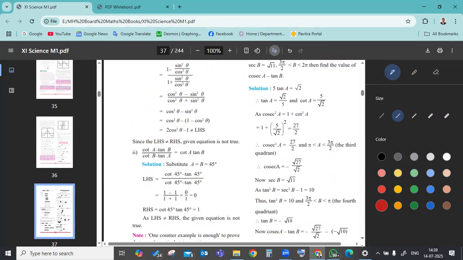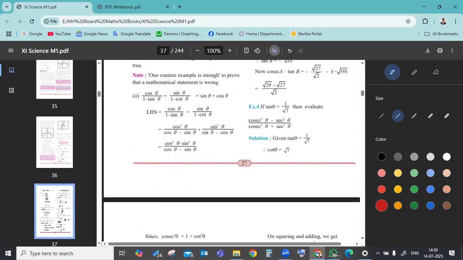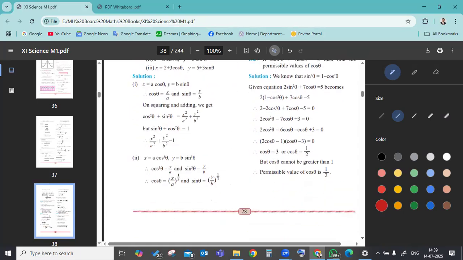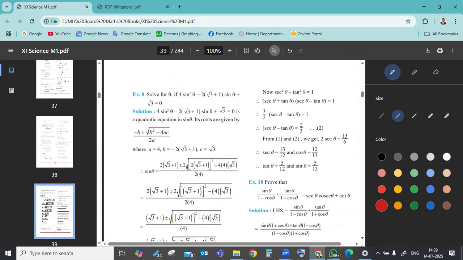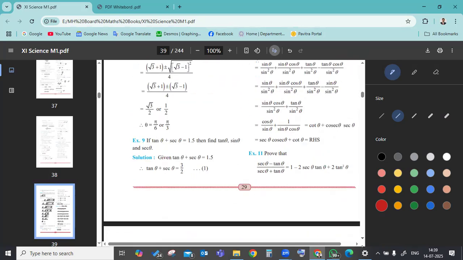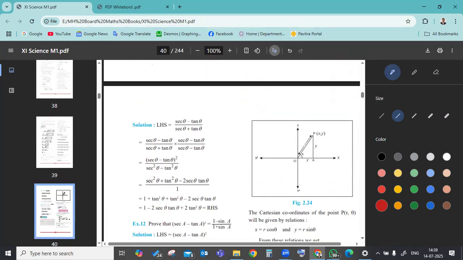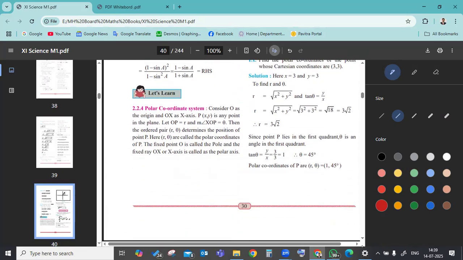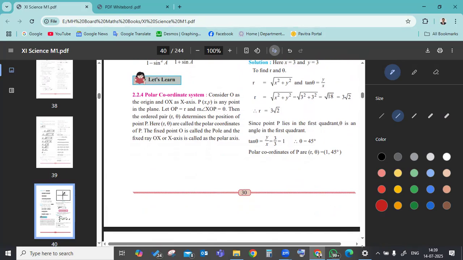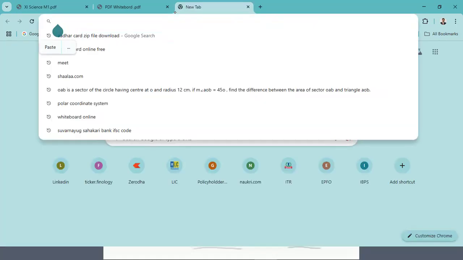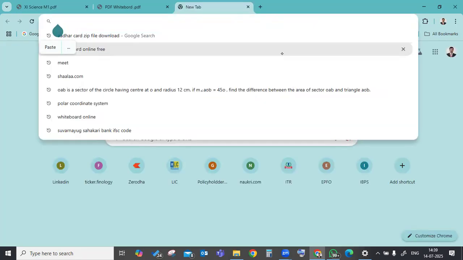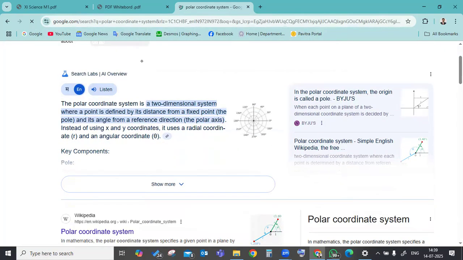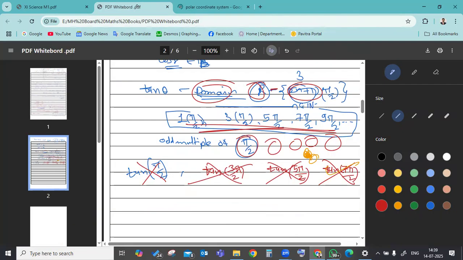Now the next part, exercise 2.2. This is also about polar coordinates and Cartesian coordinates. I told you this. What is the polar coordinate system? Can you see this?